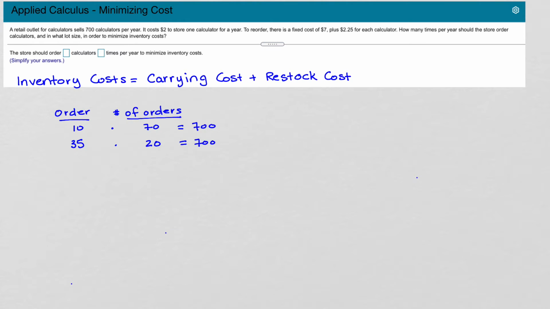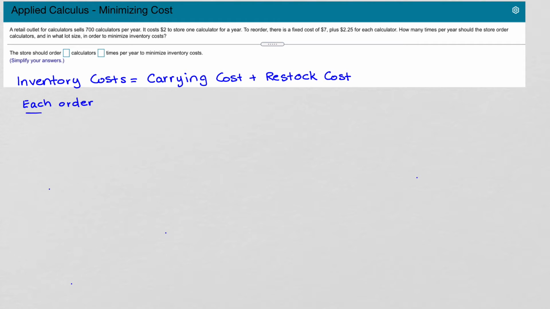So I'm going to call X the number of calculators that we are purchasing each time. Let's look at each order. We're going to order X calculators. And then how many orders should there be? There's going to be 700 divided by X orders. That way, X times 700 over X gives us 700 calculators.